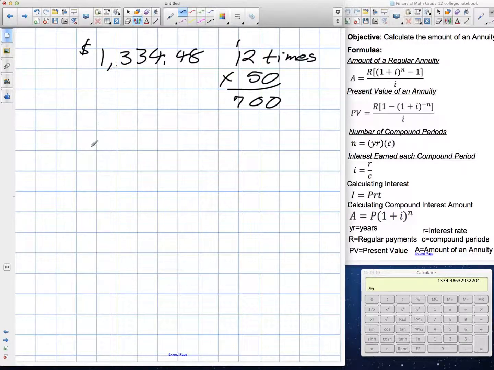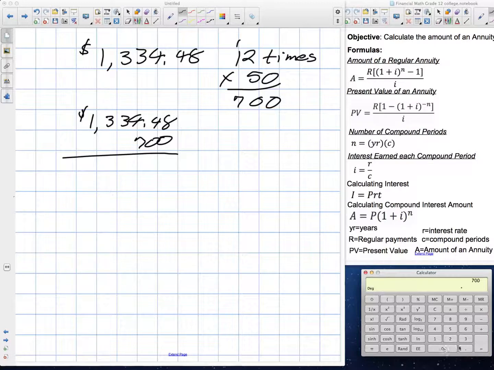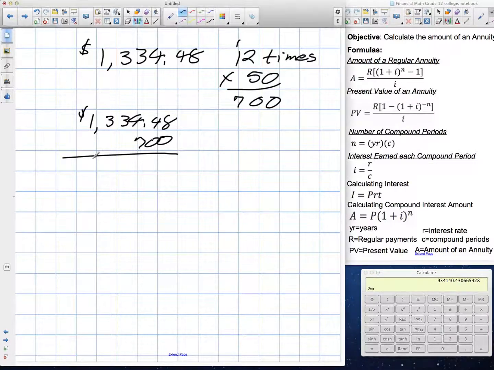So we take this amount, 1,334.48, and we multiply it by 600. He put in himself $800,688. So he put in less than $1 million, still a lot of money. Let's figure out how much interest he earned in that amount of time.